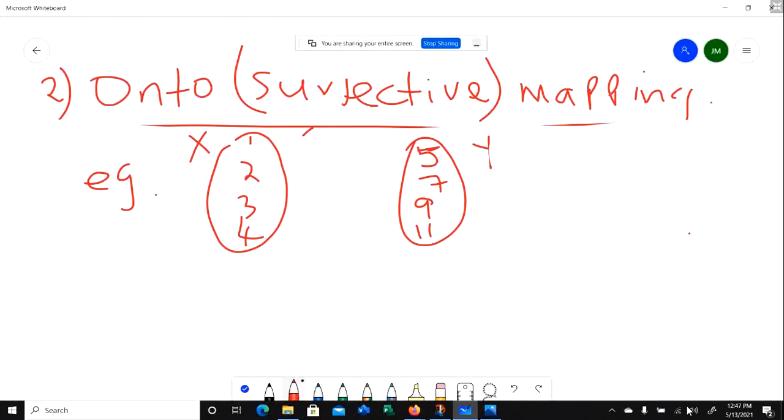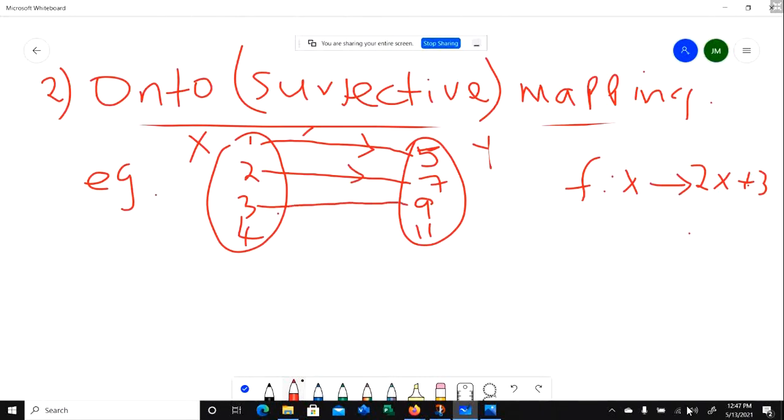And the mapping here, we can put it on the side. F maps X to 2X plus 3. So that 1 is mapped to 5, 2 is mapped to 7, 3 is mapped to 9, 4 is mapped to 11.